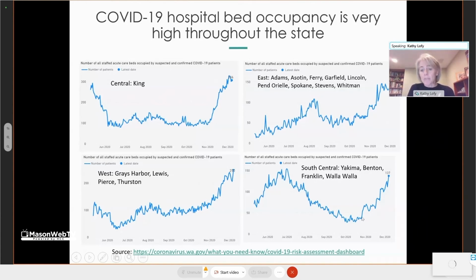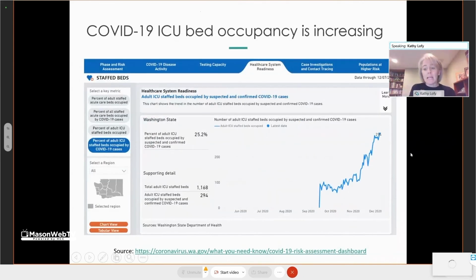I did want to point out South Central Washington. They were a little slower to show increases in bed occupancy this fall, but you can see that they're almost to the number of patients that they had this summer. And this summer, when they had this many patients in their hospital, we did need to transfer some patients out of the Yakima area over to the Seattle area because their hospital couldn't really keep up. And now it looks like the number of COVID patients is getting pretty close to where they were this summer, which is concerning.